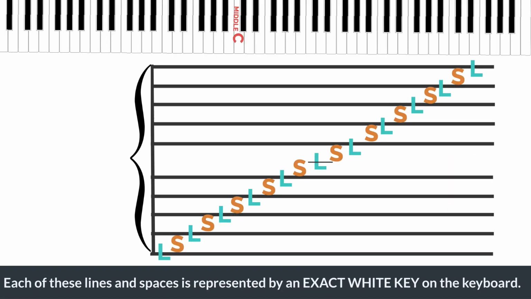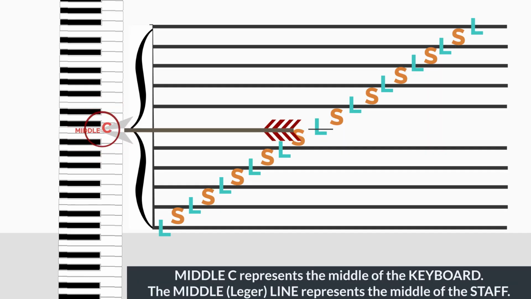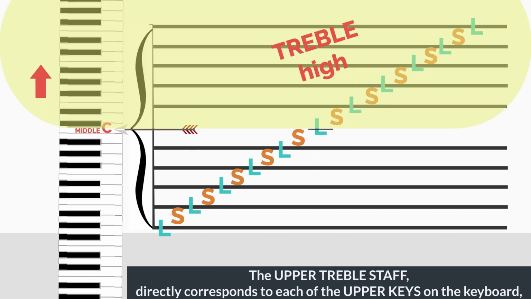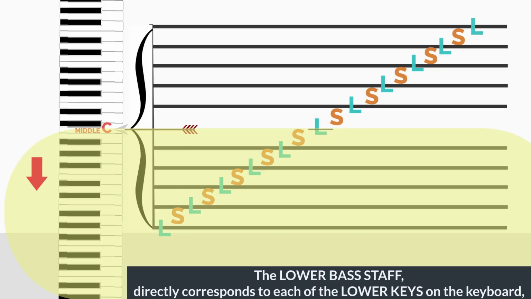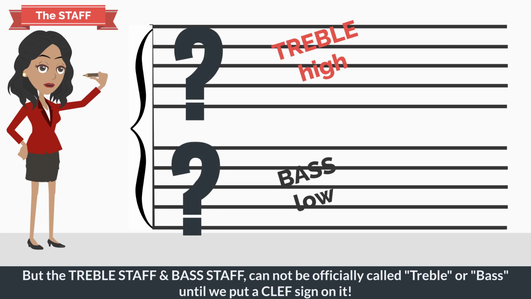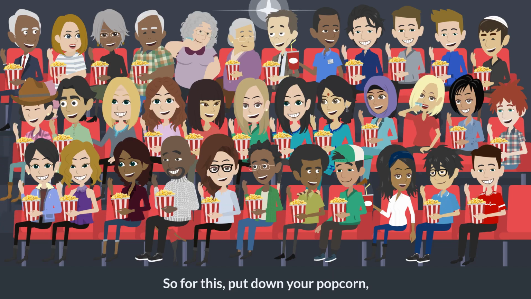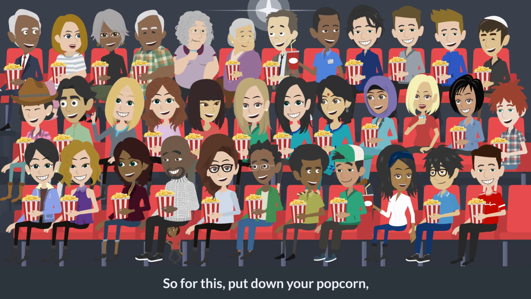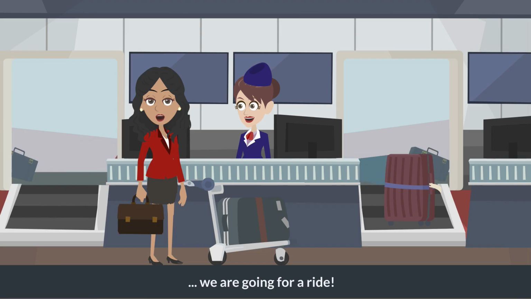Each of these lines and spaces are represented by an exact white key on the keyboard. Middle C represents the middle of the keyboard. The middle ledger line represents the middle of the staff. The upper treble staff directly corresponds to each of the upper keys on the keyboard. The lower bass staff directly corresponds to the lower keys on the keyboard. But the treble staff and the bass staff cannot be officially called treble or bass until we put a clef sign on it. So for this, put down your popcorn. We are going for a ride.